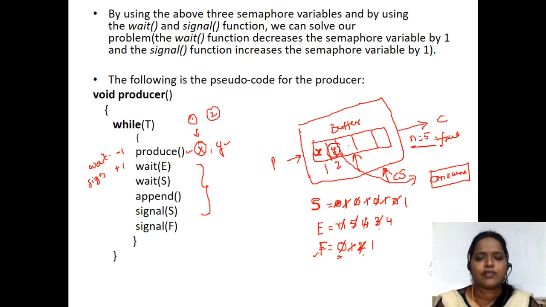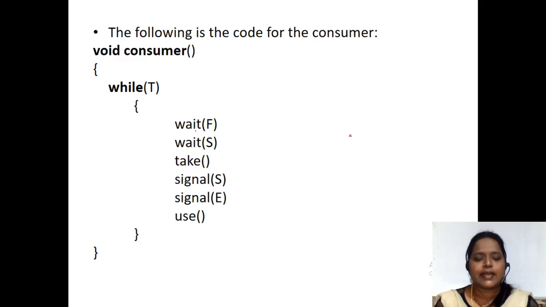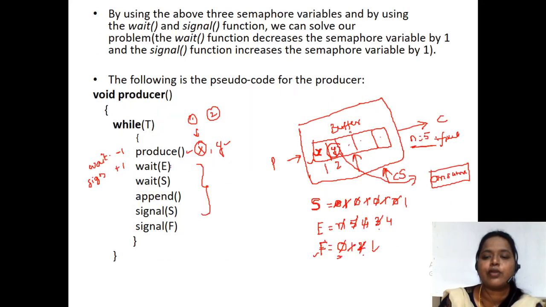See here, now if you have taken one item, we are having 4 empty slots. Fine. And the full slot is only 1, so 1 full slot we are having. Suppose we want to take another item, what are we going to do?